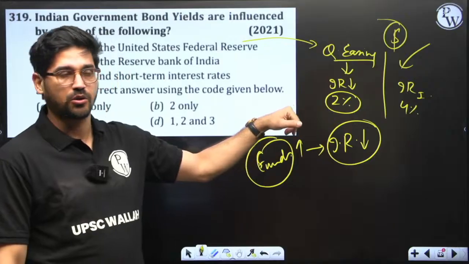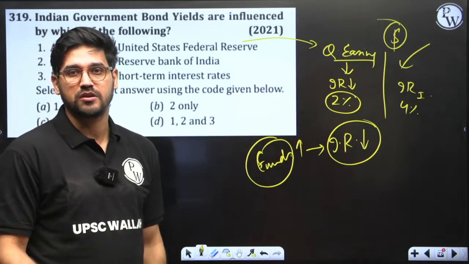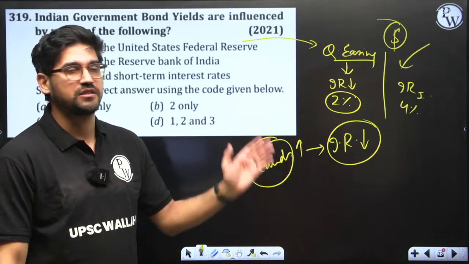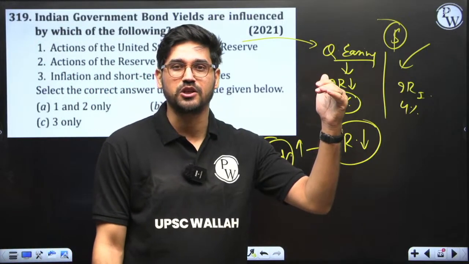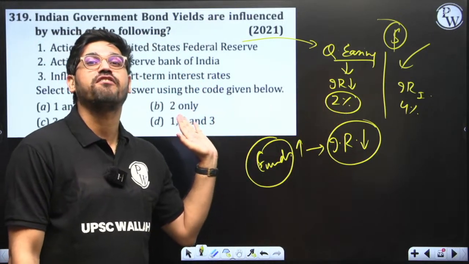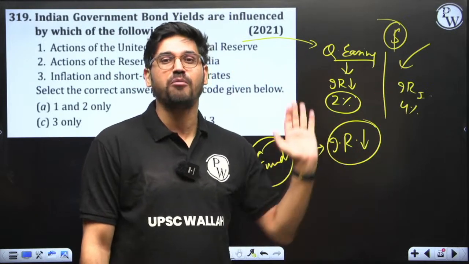The reverse is also true. If the Fed Reserve goes for what is called quantitative tapering, that means the Fed Reserve decides to increase the interest rates in the US, you will witness that there is a flight of capital going to happen from India to the US.